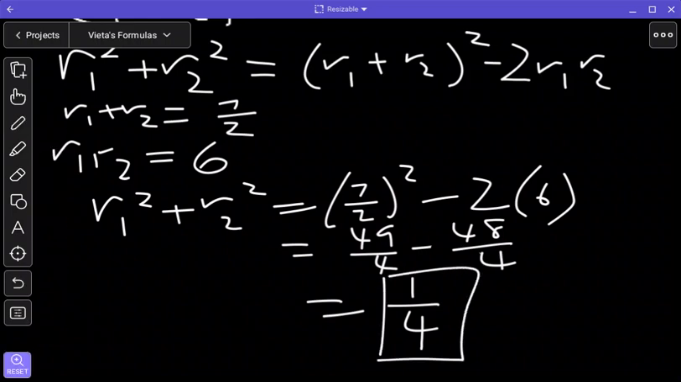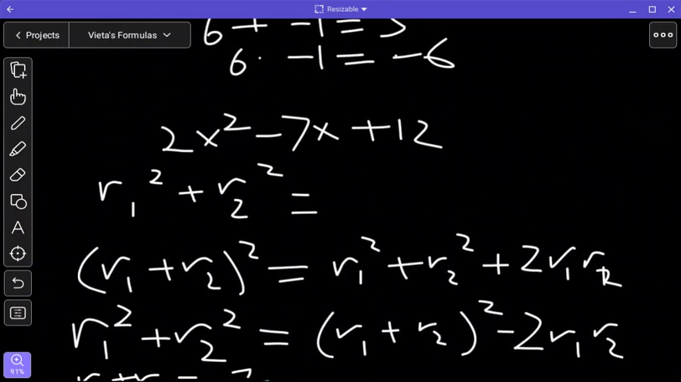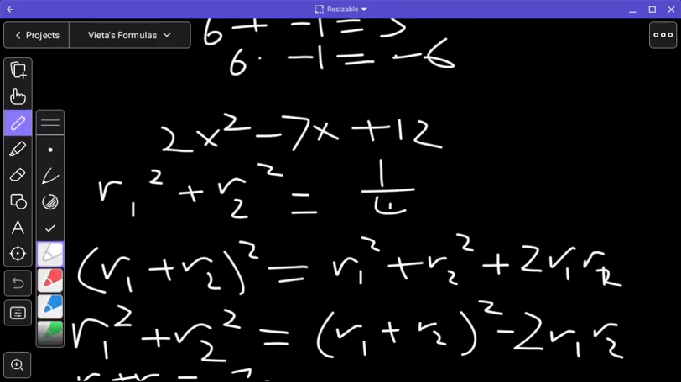And so that is our answer, and we can see that the sum of the squares of the two roots is just equal to 1/4. And we did this all without actually finding the two roots.